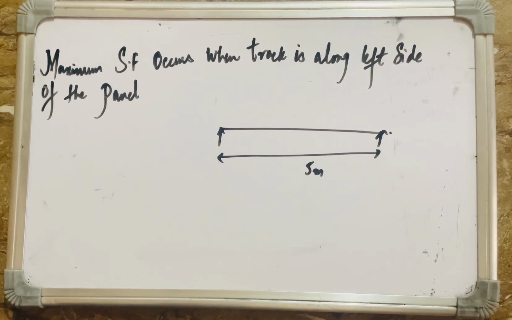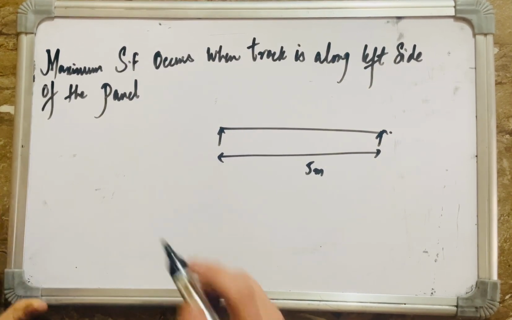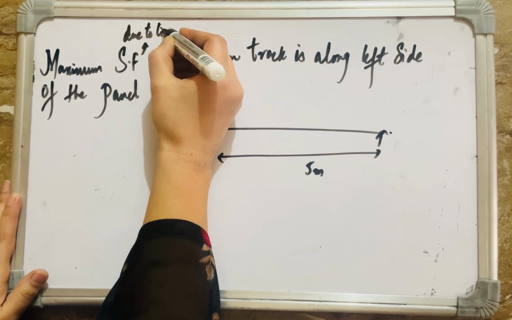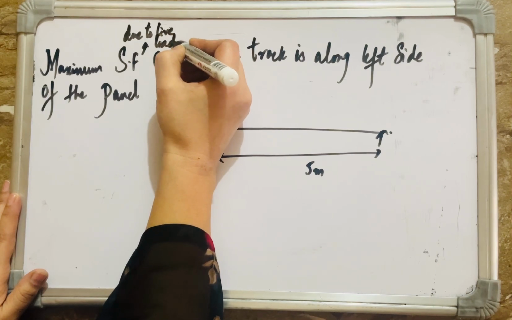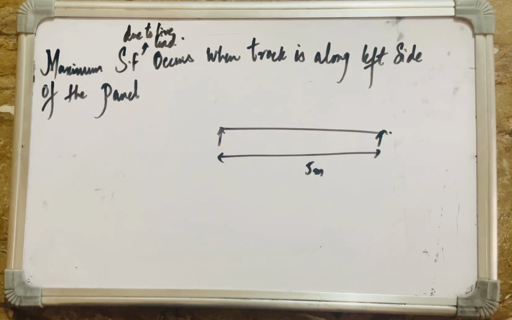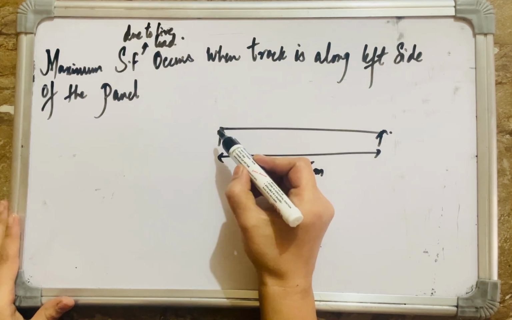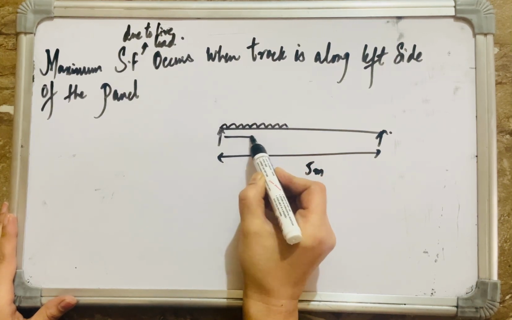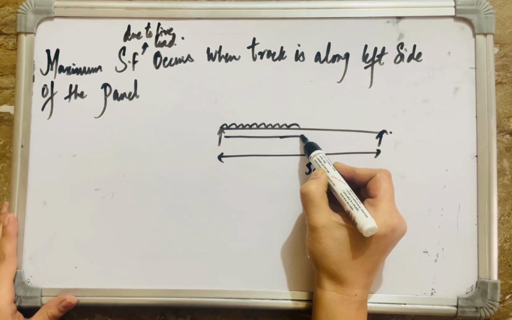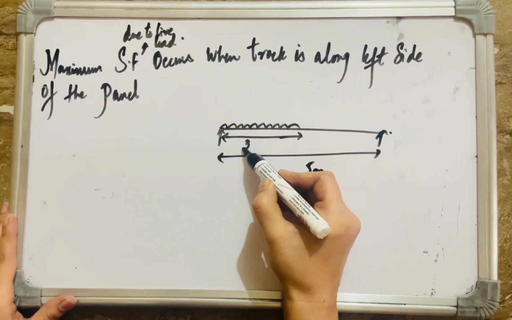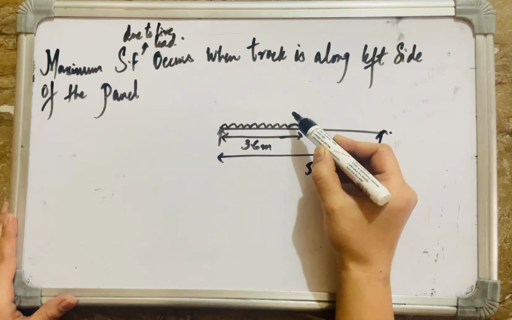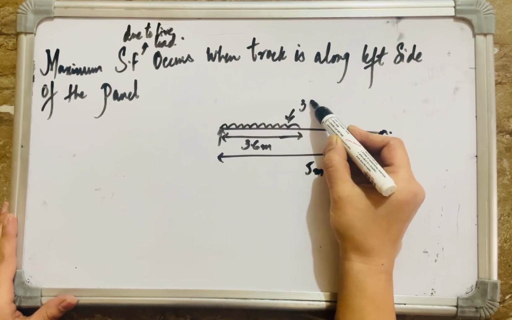So we're saying that the maximum shear force due to live load, please mind that these calculations are due to live load, dead load we have calculated, occurs when the track is along the left side of the panel. So this is my track. This will be for a distance of how much? Tire contact area for IRC Class AA tracked vehicle, 3.6 meters. How much is the load? IRC Class AA tracked vehicle, 350 kilonewton.